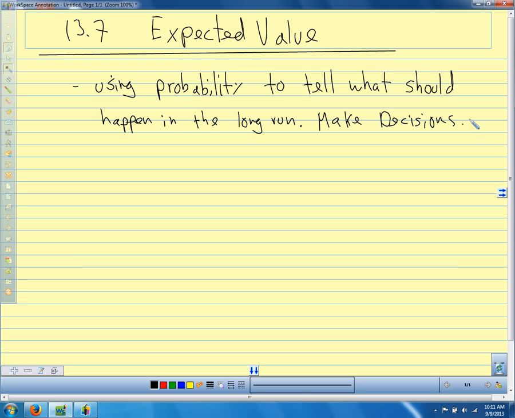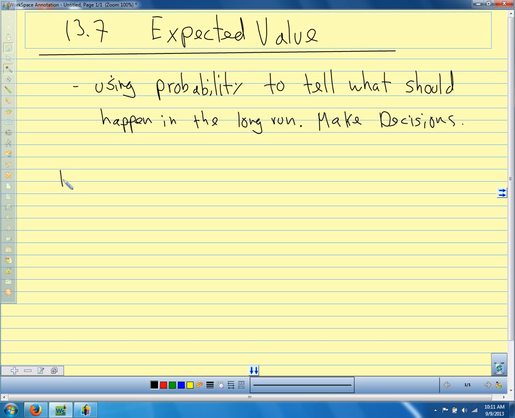Expected values are a really powerful tool for making decisions when you're talking about gambling, any kind of game of chance, any kind of investment that has a probability of gaining or losing. So it's really a good way to use the probabilities to help you make a decision. I'm going to tell us how we calculate it, but we'll do a couple of examples, and the examples really will help it make sense.